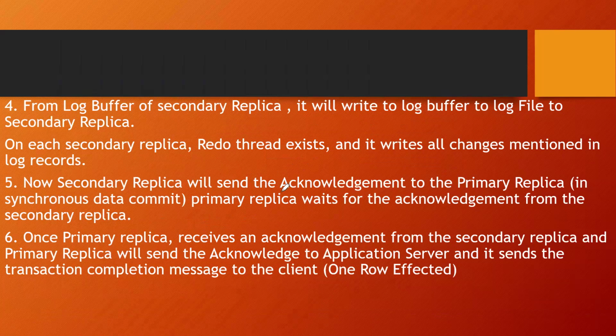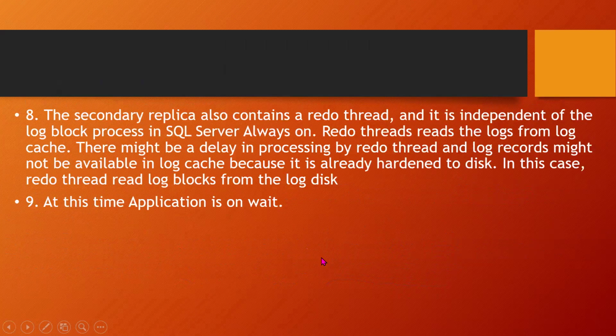Now the secondary replica will send the acknowledgement to the primary replica in this mode, synchronous commit mode. The primary replica will wait for the acknowledgement from the secondary replica. Once the primary replica receives the acknowledgement from the secondary replica, it will send the acknowledgement to the application server, and it sends the transaction completed message to the client, like one row has been affected, right?